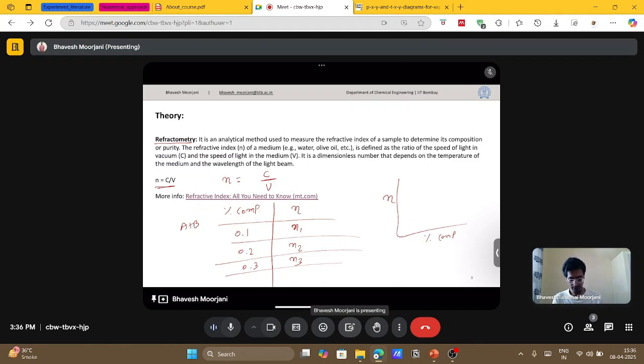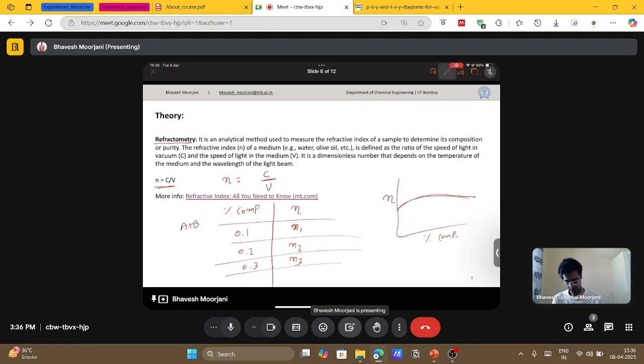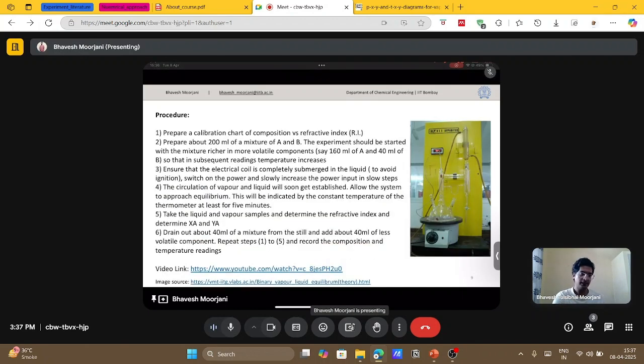Now you will have some sort of a trend. I'm just drawing this arbitrarily. So let's say this is how our trend looks. Once we have this sort of data, and let's say I know the refractive index of my sample, then I can backtrack and find the composition of that material. So what will be the percentage composition of A and B? So this is to find the composition.